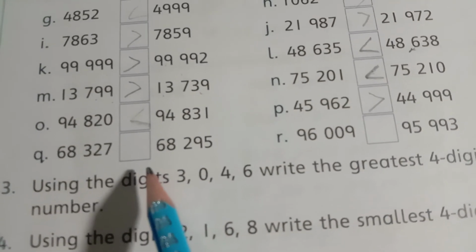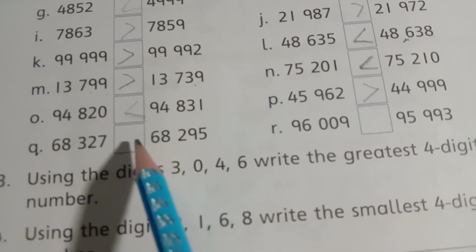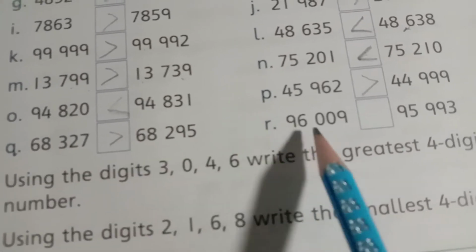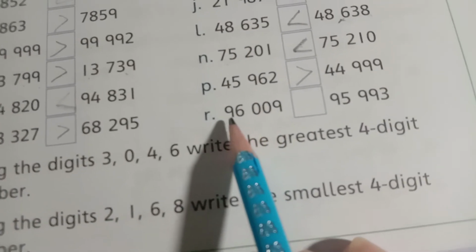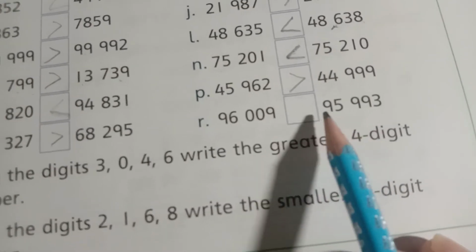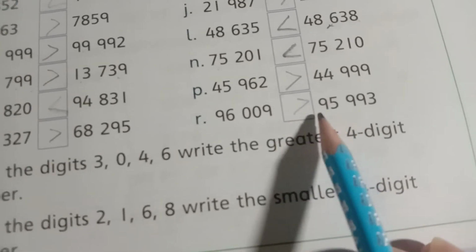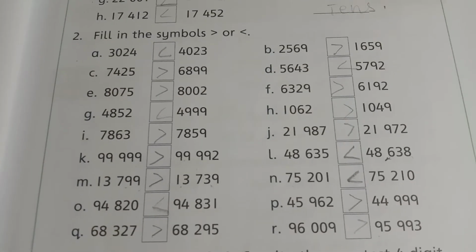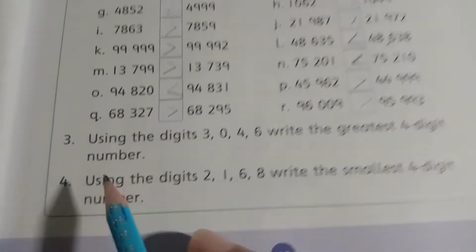68,327 is greater than 68,295. 3 and 2 are being compared in the hundreds column. 96,009 is greater than 95,993. So these symbols are solved for you.